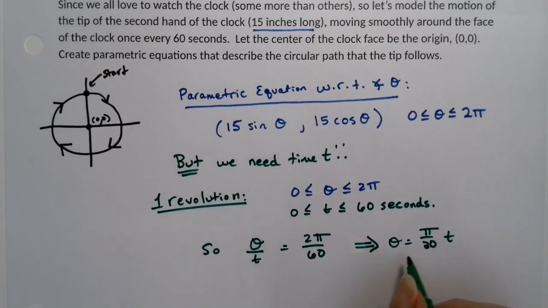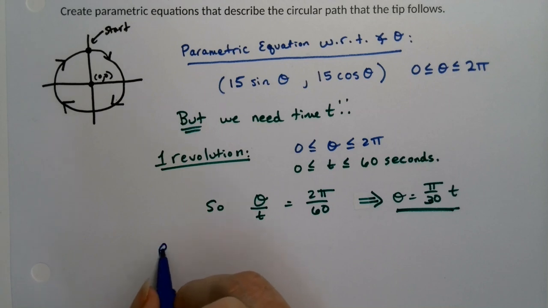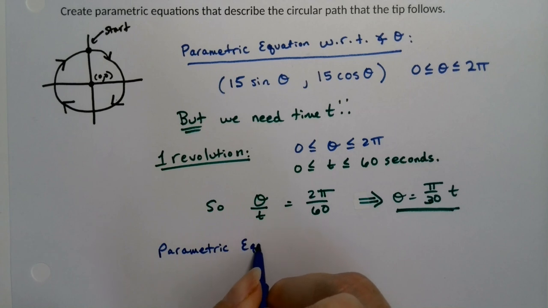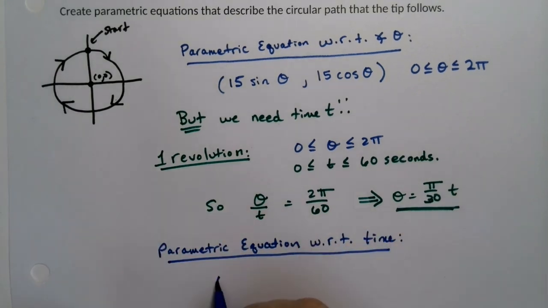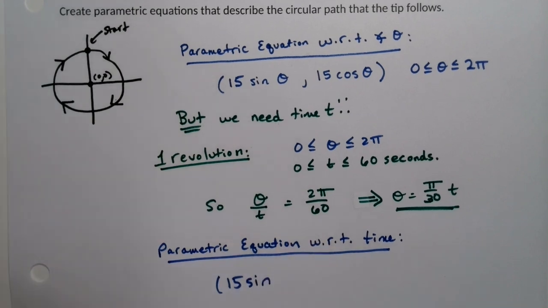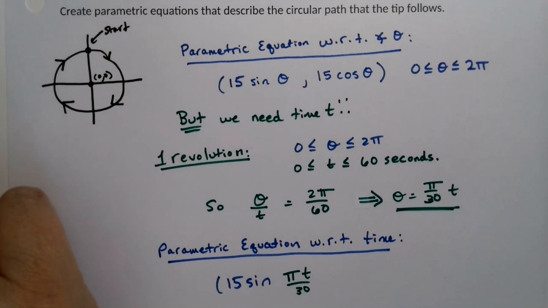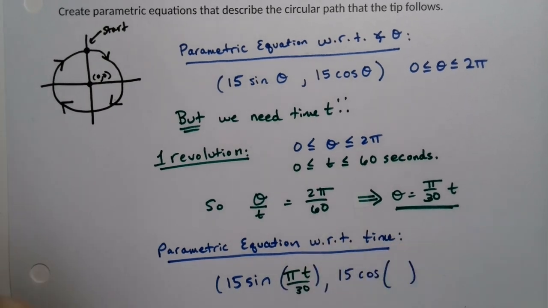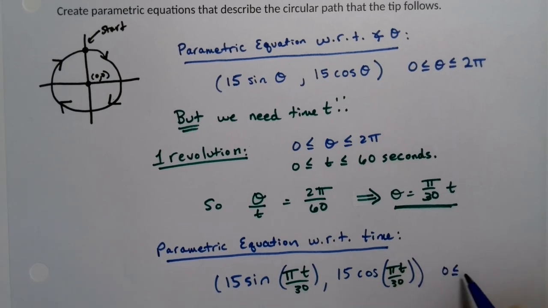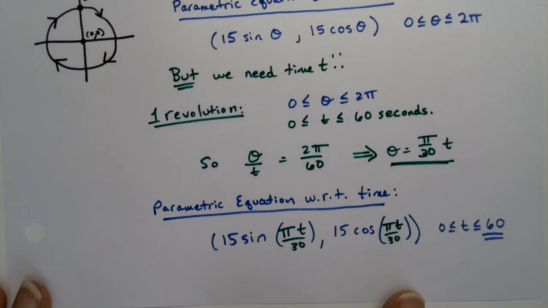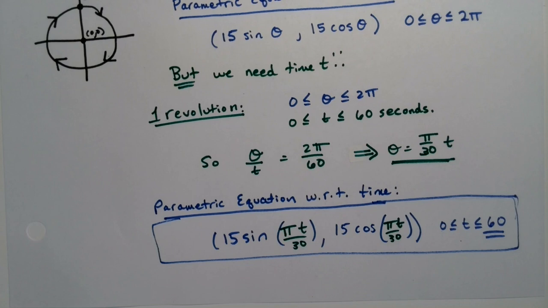All right. Then I can take that and substitute it in here. So the parametric equations with respect to time for a clock would be 15 sine of that theta, which is pi t over 30. Of course, t over 30 came because 2 goes into 60. And then 15 cosine of pi t over 30. And I would let my parameter go from 0 to 60 because I want to stop at 60 seconds, because I'm going to travel one time around the face of this clock. That is a parametric equation for the clock face.